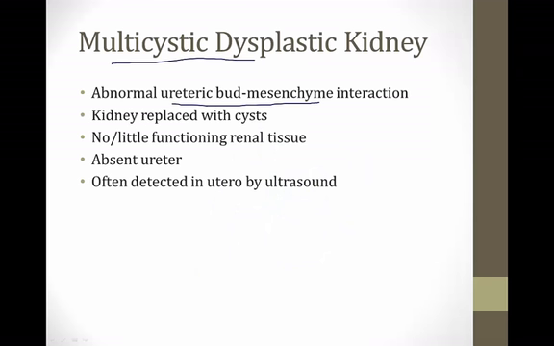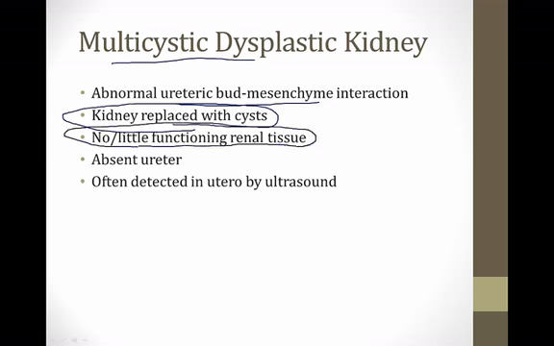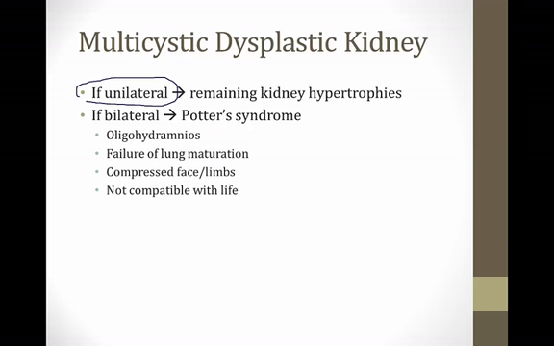Signals are sent from the ureteric bud to the mesenchyme and then back from the mesenchyme to the ureteric bud. If this doesn't happen normally, lots of different conditions can develop where the kidneys are abnormal, and one of those conditions is multicystic dysplastic kidney. So this abnormal ureteric bud mesenchyme interaction occurs and the kidney essentially gets replaced by cysts. So the key point here is that no or little functioning renal tissue will be present in the developing fetus. In addition, there'll be an absent ureter, and this is usually detected in utero by an ultrasound on the pregnant mother. Now if this happens on one side, the other kidney will be okay and it can hypertrophy and do all the work of filtering the blood.